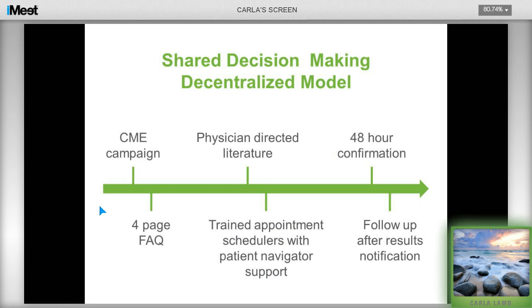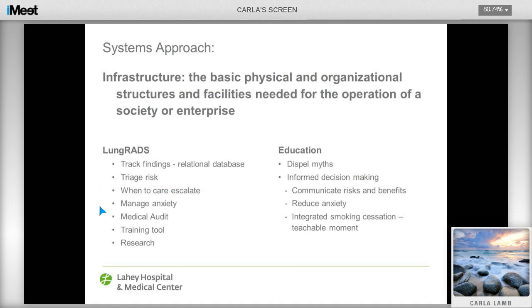This again just iterates in a more simplistic way this decentralized model. Education of patient and physician. They get a 4-page FAQ that can also be given to the providers as well. Physicians get specific literature with the evolution of changes so that everyone's up to date and screen their patients for the right reason. And the safety net here is even if a physician inadvertently ordered a lung screening CT scan, a questionnaire is still reviewed prior to scheduling the CAT scan with our navigating team, so that if a patient was sent for screening but found to be ineligible, we capture that so that they're not inadvertently screening incorrectly.